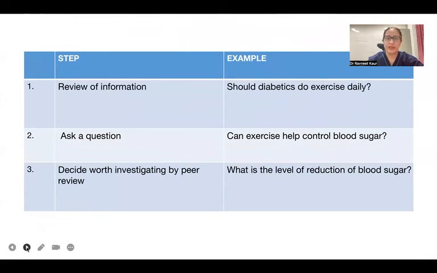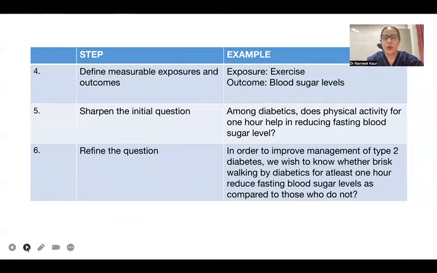To take an example for each step, we all know that exercise does help control blood sugar levels and blood pressure. In this, first of all, the investigator reviews the information, like should diabetics do exercise daily? Then they can ask, can exercise help control blood sugar? But it is still not very specific. It is a very broad question. Then you can have peer discussions regarding what is the level of reduction of blood sugar. Now you have exposure and outcomes with you. Exposure will be exercise and outcome will be blood sugar levels.